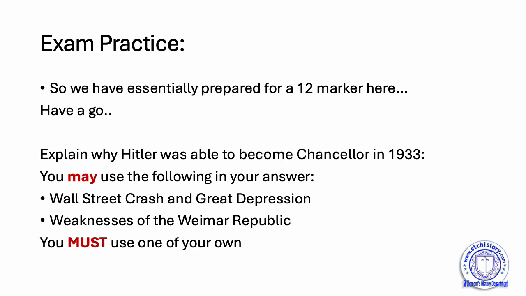You may use the Wall Street crash and the Great Depression. You may use the weakness of the Weimar Republic, but you must use one of your own. In this case, it would be propaganda, or if you were determined to do the rebranding and reorganisation of the party. Remember with the 12 mark, you do not need to use the 2 bullet points. You can do whatever 3 you want, but they're there to help you.